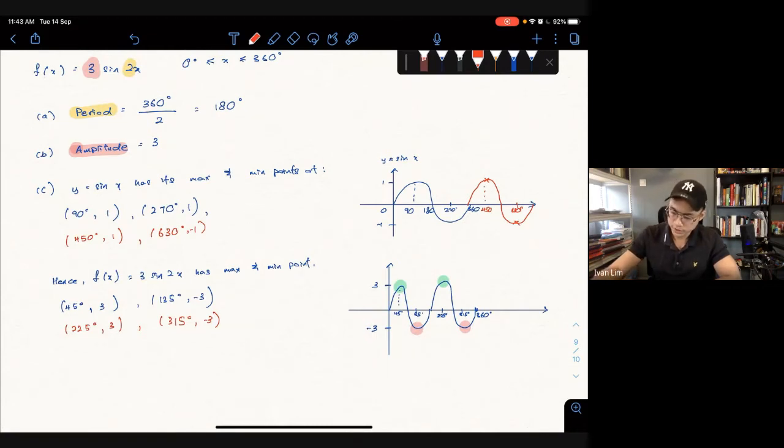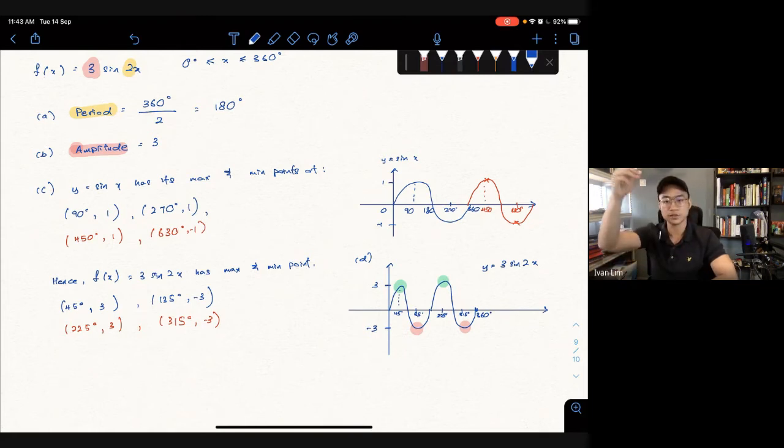D is this. They say sketch the graph of y equals f(x). So this is your graph, y equals 3 sine 2x. A short recap again. Draw the original graph first, y equals sine x. Sine 2x means now your period becomes 180 degrees. They want us to sketch from 0 to 360 degrees, means I will have 2 cycles of sine graph in 360 degrees. For me to complete 1 cycle, it is 180 degrees.